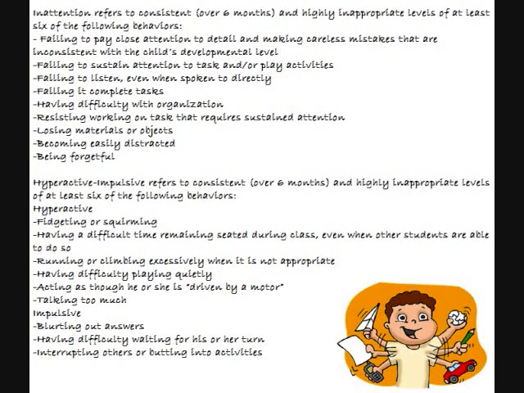being forgetful. Now, hyperactivity impulsive refers to consistent over 6 months and higher inappropriate levels of at least 6 or more of these behaviors, which are squirming, having a difficult time remaining seated during class, even when other students are able to do so, running or climbing excessively when it is inappropriate, having difficulty playing quietly, acting as if he or she is driven by a motor, and talking too much.